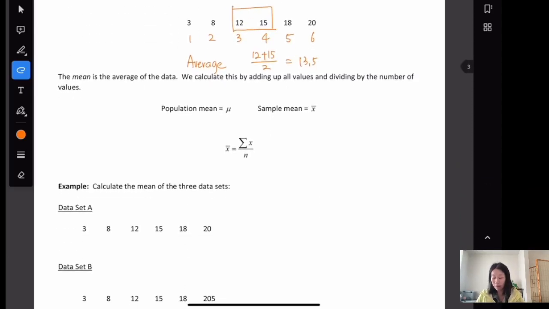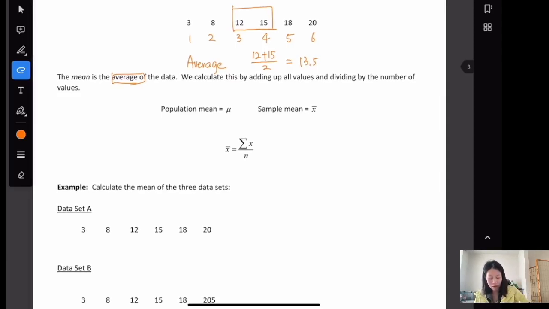Then we have the mean of the data. The mean is the average of the data. We calculate it by adding all the values and dividing by the number of values. Here we use the notation for population mean. Population means all of the data, and the mean is going to use the notation mu. For sample mean, a sample is a portion of a population, and we use x bar.